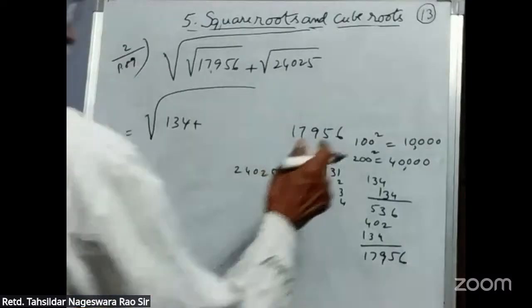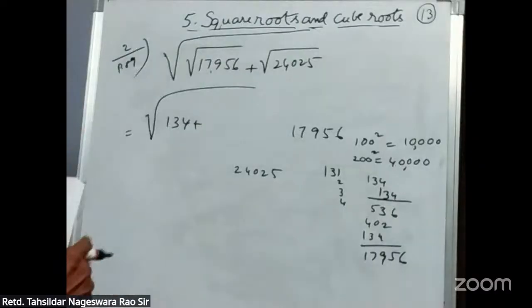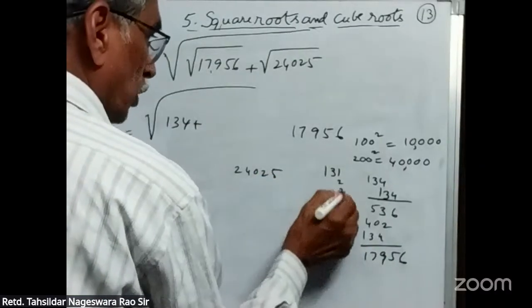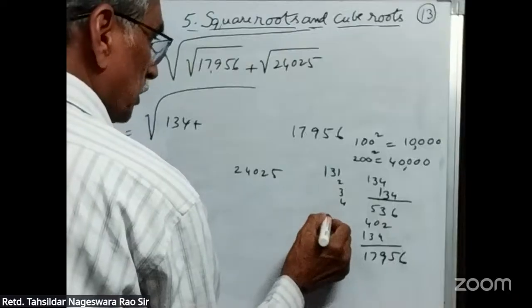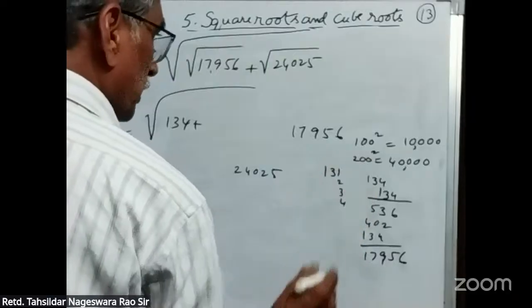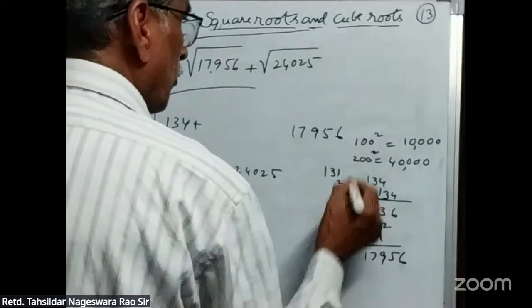This is also in between 100 and 200. 5 comes to 1, 2, 3, 4, 5. Next 135. Look, it is not 135, actually 140. It is almost near to 200, isn't it? 140.